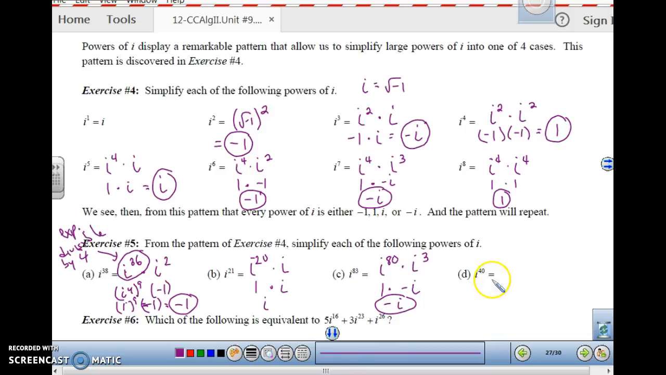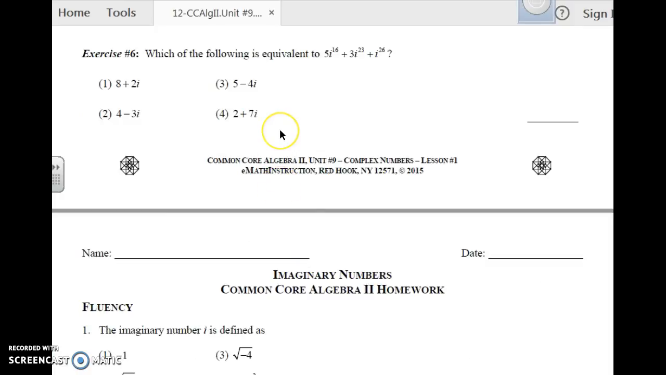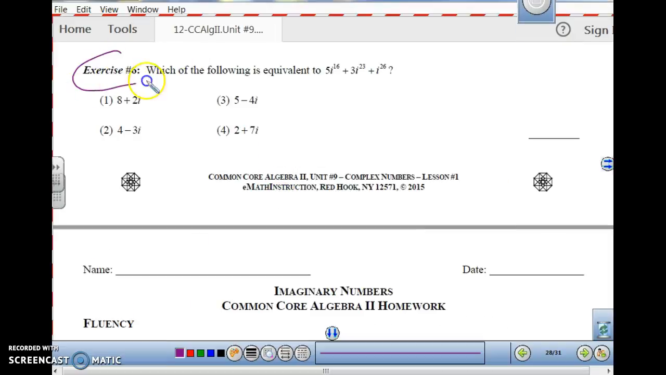All right, and then i to the 40th, well, that's divisible by 4, so that's going to equal 1. Because remember, this is really going to be i to the 4th to the 10th power, which is 1 to the 10th, which is 1. All right, so get the biggest exponent divisible by 4 that you can, and write it as a product with another. All right, so using those powers of i, see if you can figure out the answer to exercise 6 here, and we'll go over this in class the next day.